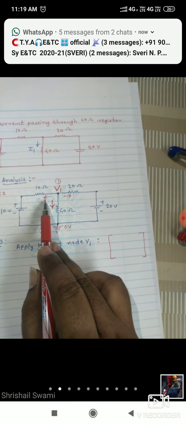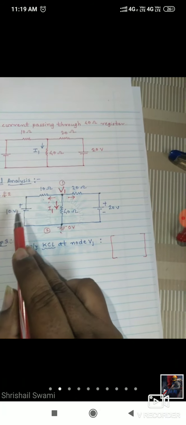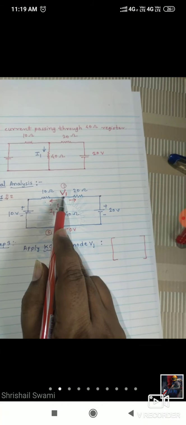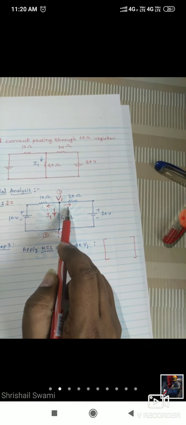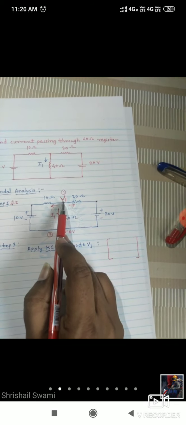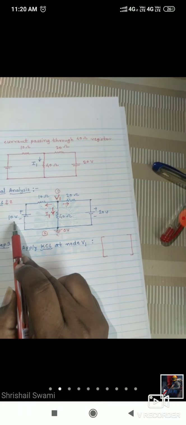Then for the direction of current that I have given, when is it possible that the direction I have assumed is correct? How is it possible? When V1 is greater than this 10. If V1 voltage is greater than 10, then and only then this direction is correct. If V1 is greater than 0, then and only then this direction is correct. If V1 is greater than this 20, then and only then this direction is correct. So the meaning is that if V1 is at a higher potential with respect to this 10, then the current will flow in this direction.